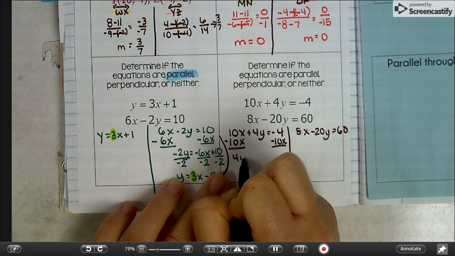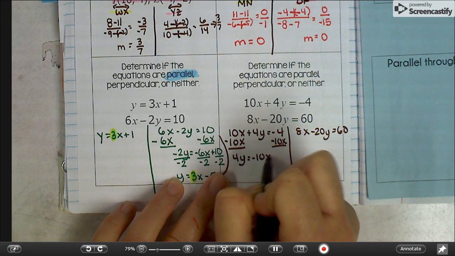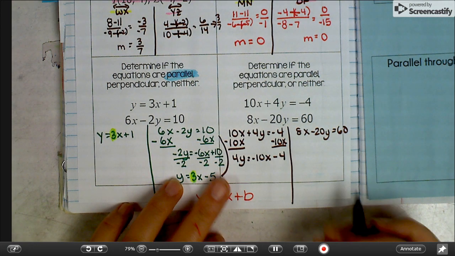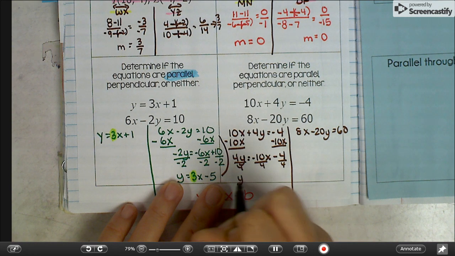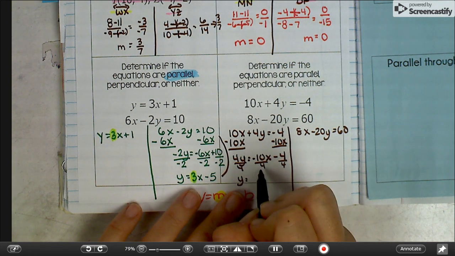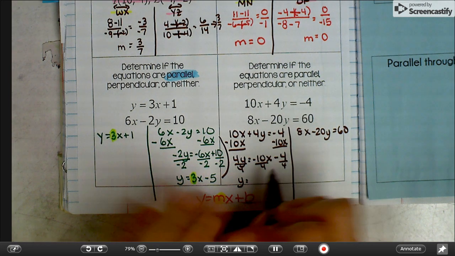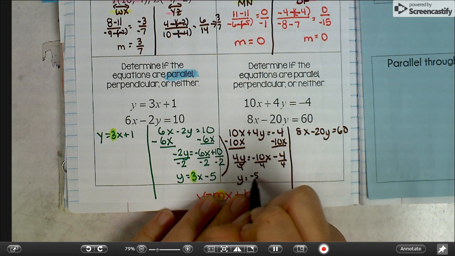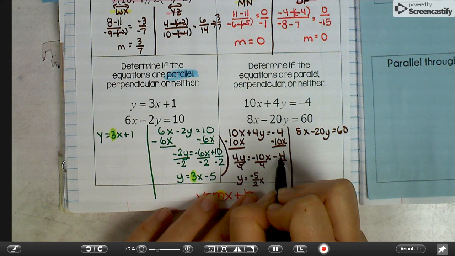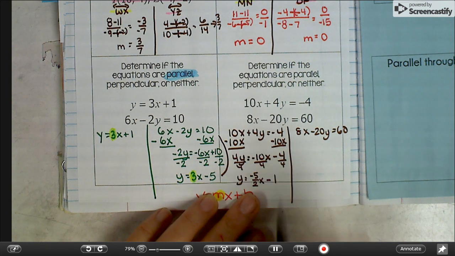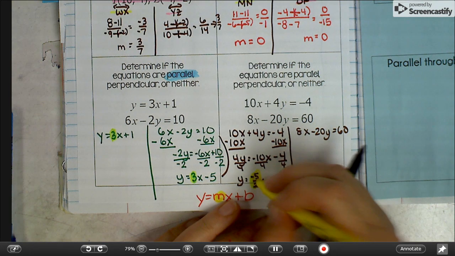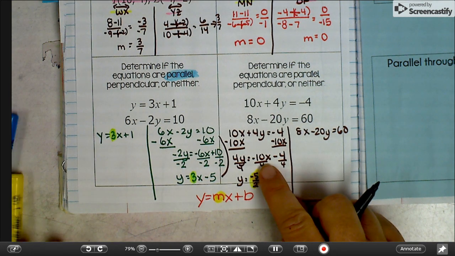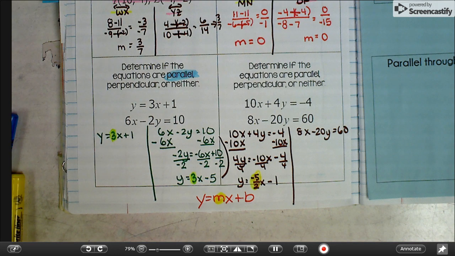So 4y equals -10x minus 4. Divide by the coefficient of the y. Y equals -10 over 4, which I'm going to simplify right now. -5 over 2x. -4 divided by 4 is -1. So the slope is -5 over 2. That's -10 over 4 simplified.